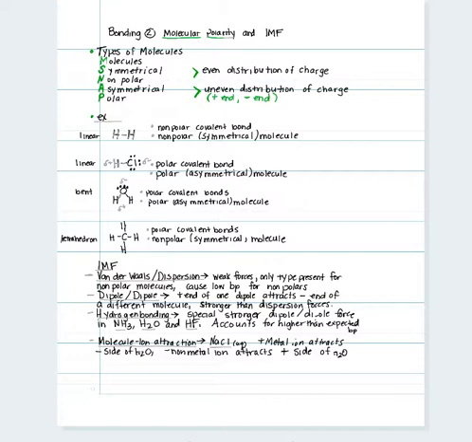For some examples, when we're talking about H2, hydrogen bonded with another hydrogen atom, that has a nonpolar covalent bond because it's two atoms of the same nonmetal. And it is also a nonpolar symmetrical molecule, so the charge is evenly distributed.